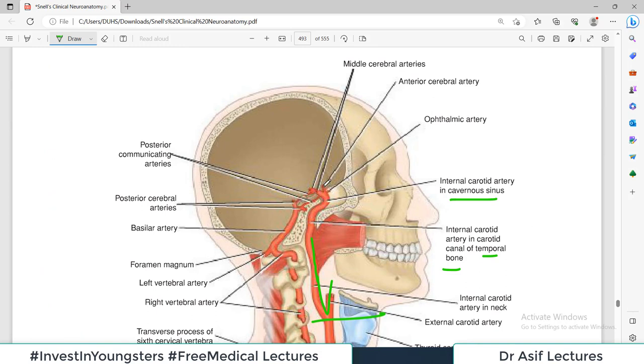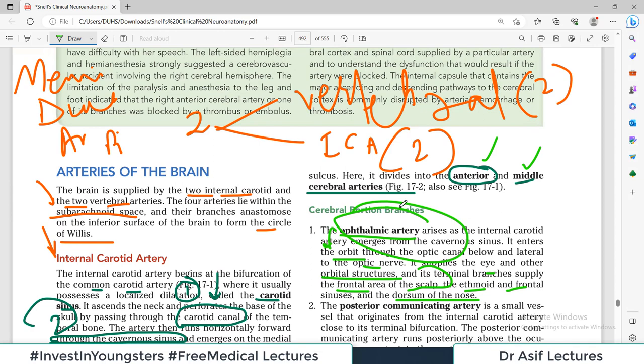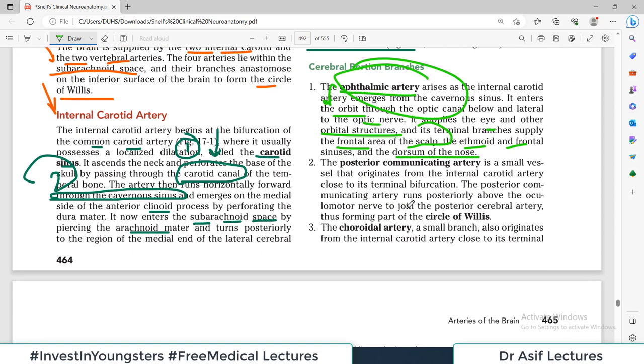So jab ye cavernous sinus se nikalti hai, ye forward direction mein aise nikal jati hai ophthalmic artery, it enters into the orbit and supplies the area here, also the front of the skull and upper part of the nose. Okay, so ophthalmic ek branch nikalti hai internal carotid se. Then there is a posterior communicating artery. Now the posterior communicating artery is a component of the circle of Willis. Circle of Willis abhi hum thodi der mein padhenge. Maine aapko bataya ki it is the communication channel between the internal carotid artery system and the vertebral artery system.